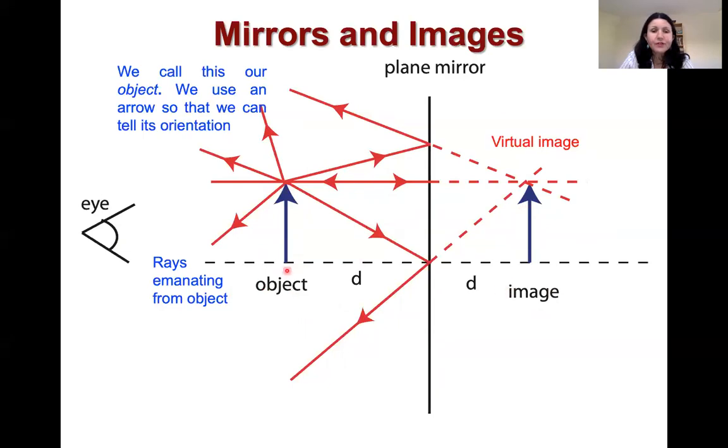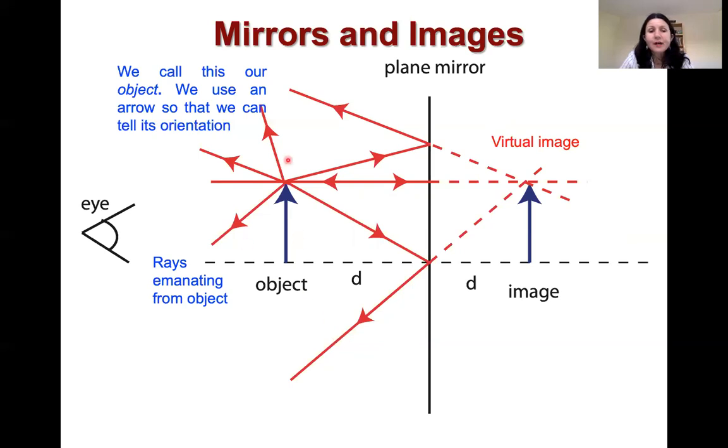We often use something like an upright arrow, which you see here. And why do we do that? Because we want to distinguish between it being upright and upside down. That tells us orientation. If we just had a straight line up here, then we wouldn't really be able to tell whether the image has inverted or not. As we will see later, there are some mirrors which will invert images. And we use these rays here to represent how the light travels.